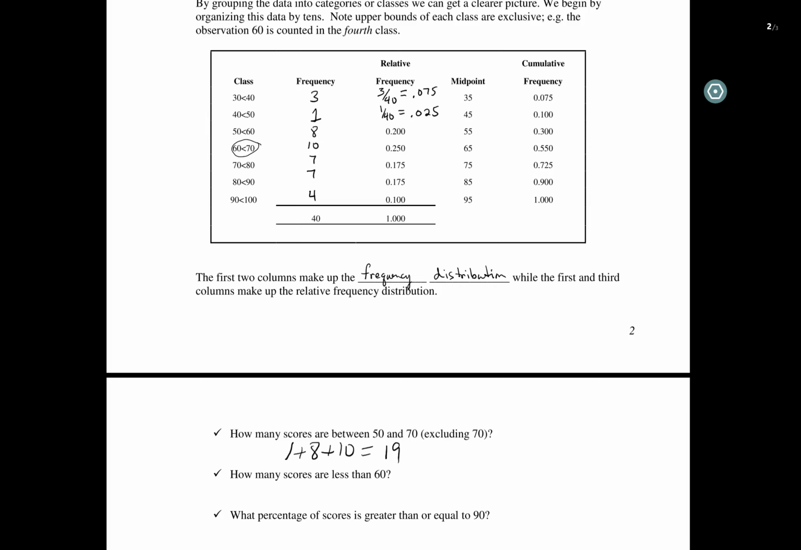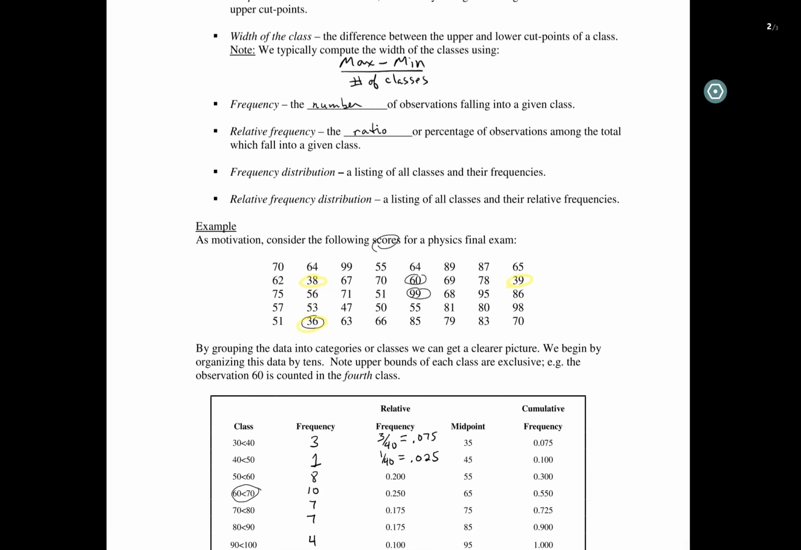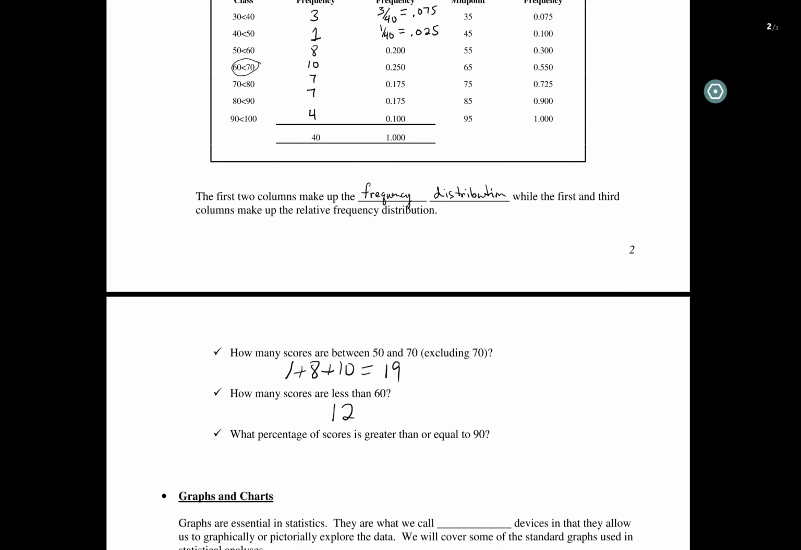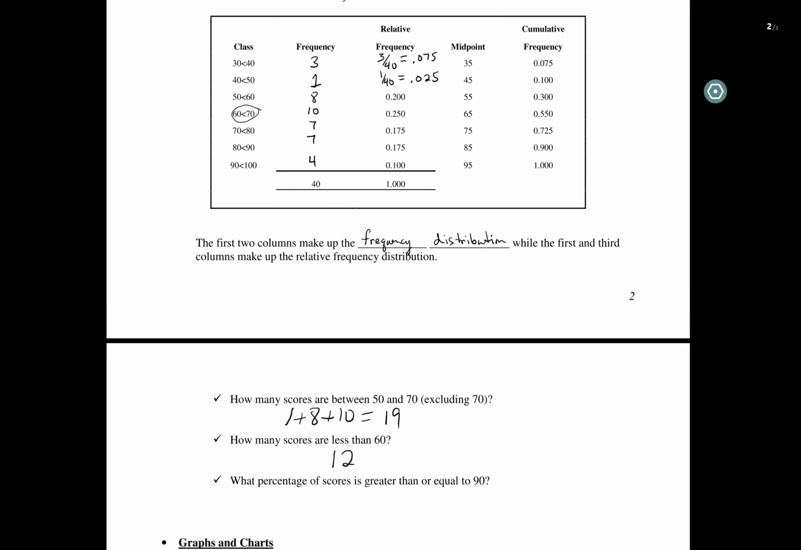How many scores are less than 60? That would be the number of observations in the first three classes. You see that's 3 plus 1 plus 8, and so that would be 12 there. So 12 students scored less than a D on this final exam. So that would be 12 Fs for that exam. This table is already telling us a little more information about the data as compared to just the list of numbers here.